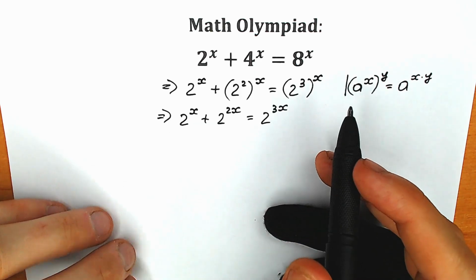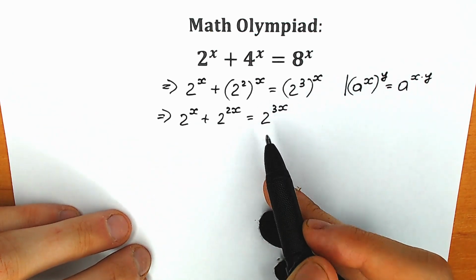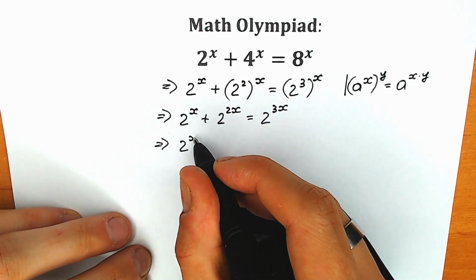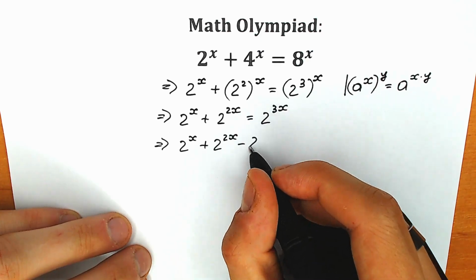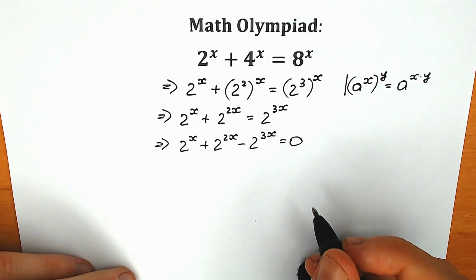So what we're going to do next? Of course, it's really great to have a 0 on the right side. So let's move this 2 to the power 3x to the left side. We have 2 to the power x plus 2 to the power 2x minus 2 to the power 3x is equal to 0. Really great. Right now, let's factor.